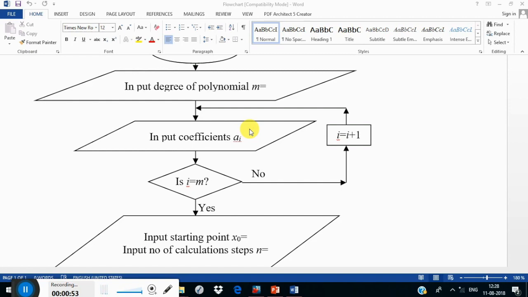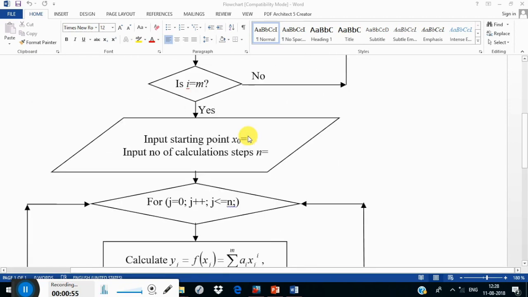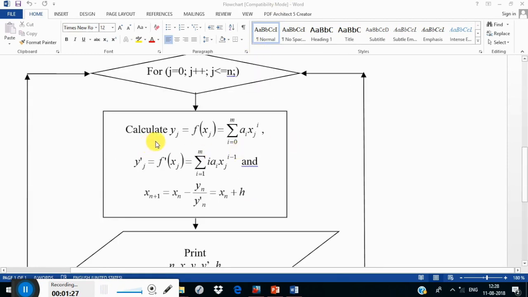Once this data is taken in, the next point asked is the starting point x0, and immediately how many steps you want to iterate. Here you can be generous in giving a somewhat larger number of steps, so that it covers your equation. Otherwise you have to key in your coefficients again and again. After that we are doing calculation of y for that particular point.